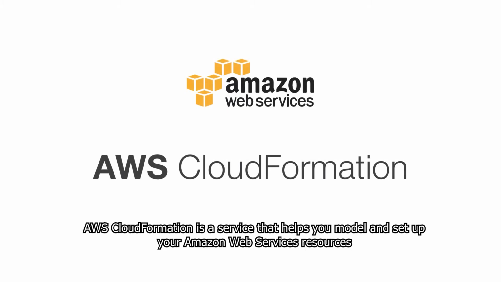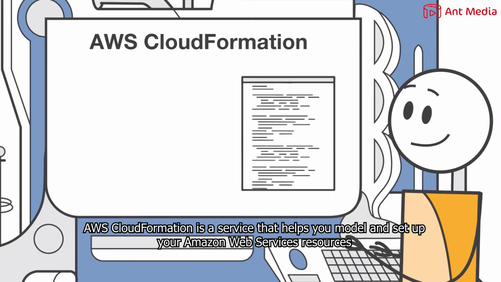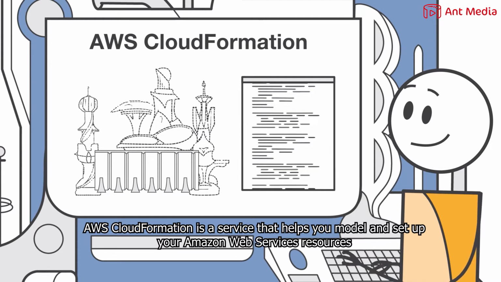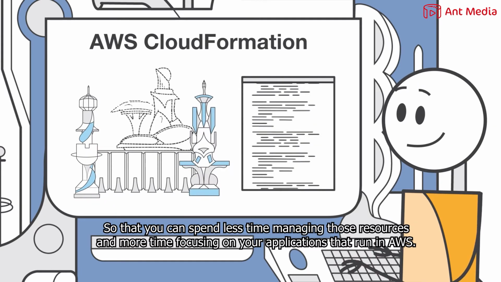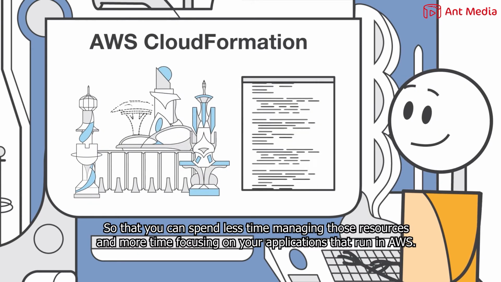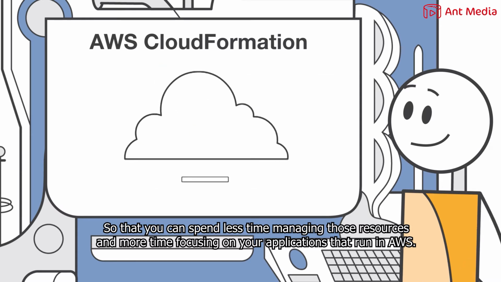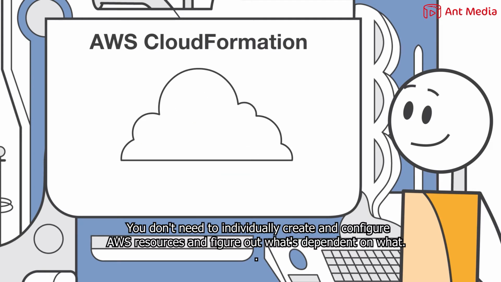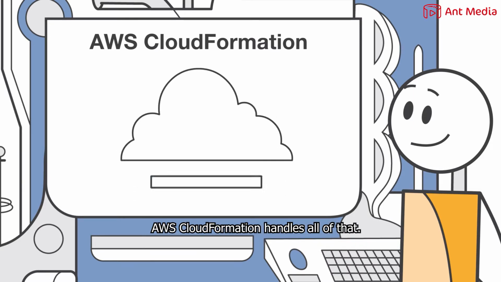AWS CloudFormation is a service that helps you model and set up your Amazon Web Services resources so that you can spend less time managing those resources and more time focusing on your applications that run in AWS. You don't need to individually create and configure AWS resources and figure out what's dependent on what. AWS CloudFormation handles all of that.